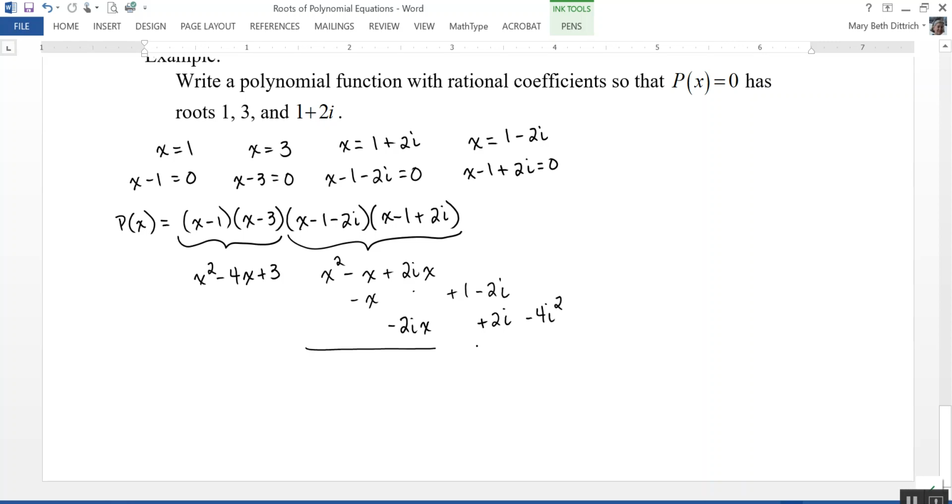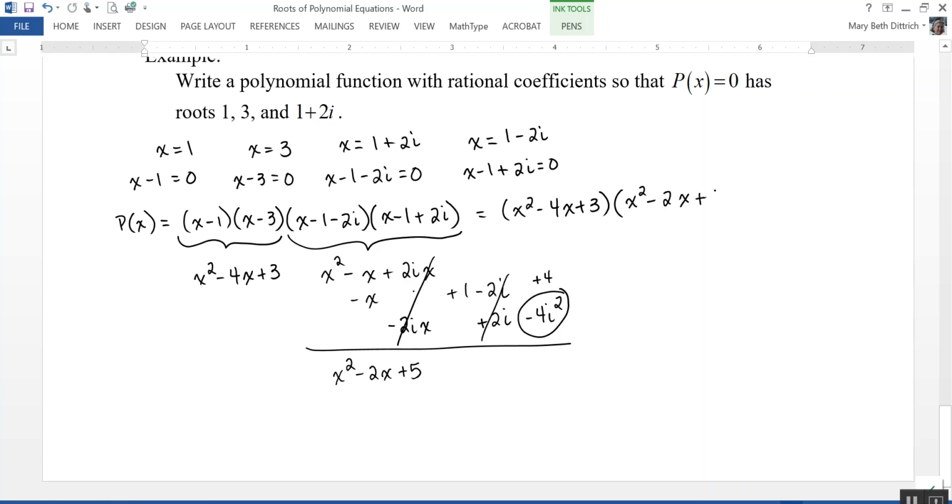Let's add those up. Now notice the cool thing here is that all of these i's are going to disappear. Those cancel out, and this right here, remember that i squared is a negative 1. This turns into a positive 4. So I get x squared minus 2x plus 1 plus 4 is plus 5. So this is equal to x squared minus 4x plus 3, which is my first two factors, times x squared minus 2x plus 5. And again, that's going to be just some more multiplying.